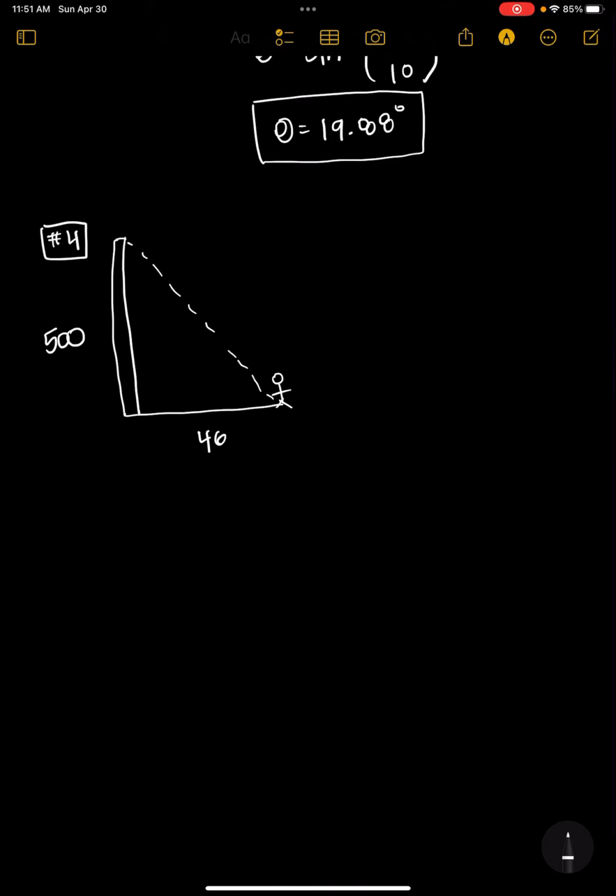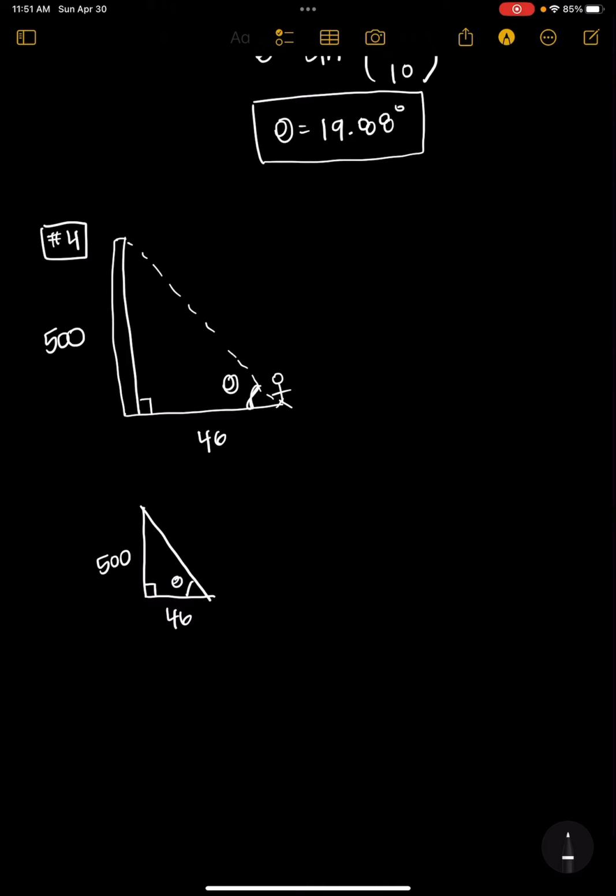So example number 4 says you are standing 46 feet away from a 500-foot skyscraper. Here's my skyscraper. Yay. And here's you. So you're 46 feet away from it, and this sucker's 500 feet tall. What is the angle of elevation between you and the top of the skyscraper? So if this is my triangle, the angle of elevation is on the ground, so this is my theta. All right, so let's redraw. 46, theta, there's our right angle, 500.